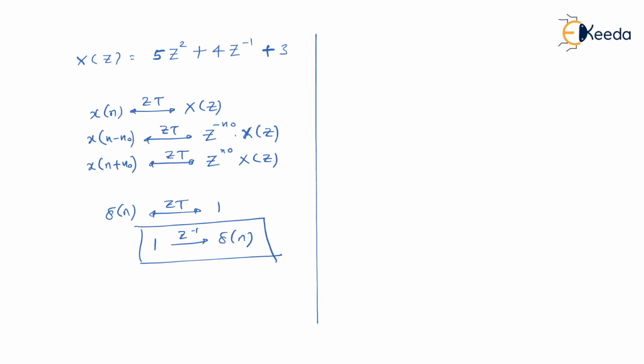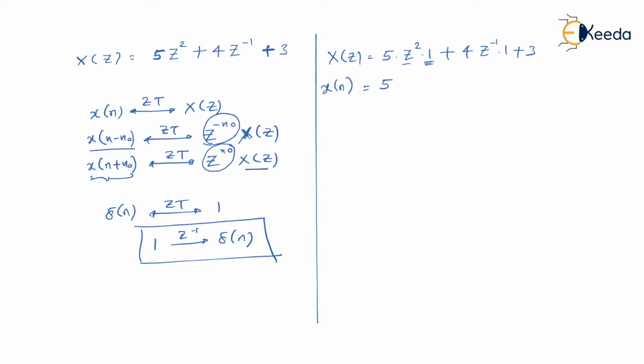Next, what I can see here is x of z is equal to 5 z square times 1, plus 4 z inverse times 1, and this is simply 3. Now see what I'm doing. When I take inverse z, x of z will become x of n. 5 is constant. Try to understand. Inverse z for 1 is del of n, but this time 1 is multiplied with z square. Now try to understand, if x of z is multiplied by z to the power n naught, then the signal becomes x of n plus n naught. Similarly, when z to the power minus n naught is multiplied with x of z, then it is x of n minus n naught. What does that mean?